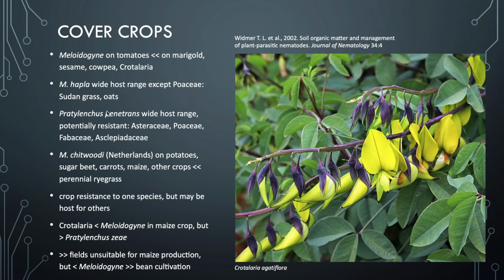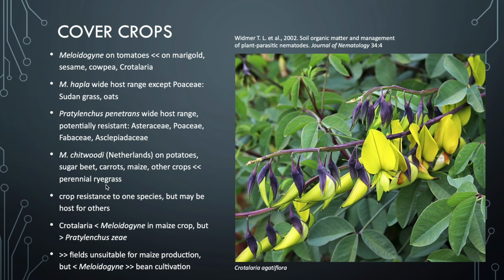Pratylenchus penetrans also has a wide host range, but there are potentially resistant members in the family Asteraceae, so the daisies, Poaceae and Fabaceae, which is the legume family. Meloidogyne chitwoodi in the Netherlands loves to consume potatoes, sugar beet, carrots, maize, and other crops, but it is reduced in these crops when perennial ryegrass is used as a cover crop.